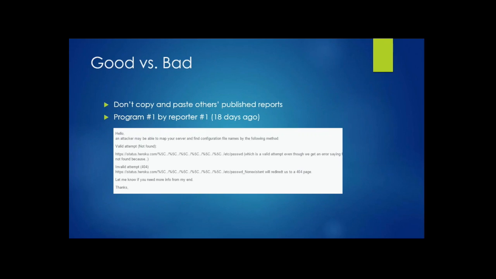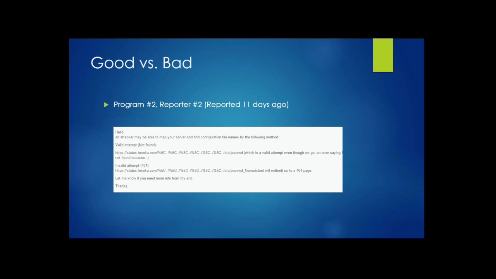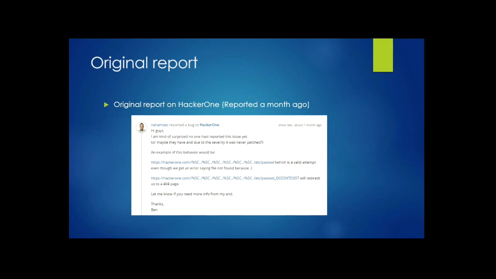Example of a good versus bad report. In this example, I'm showing a report that was sent to Bugcrowd about 18 days ago by a researcher. In the second one right here, you see the same exact report, word for word, for another program by another reporter 11 days ago. And this is actually the original report made by myself on HackerOne about a month ago. So don't go and copy other people's reports, be original. It's okay to use the same idea, but copying someone else's word-for-word report just makes you look bad.